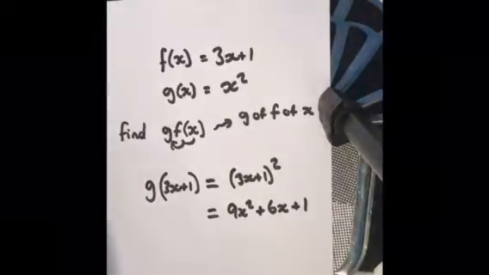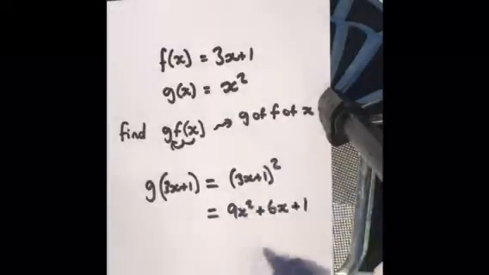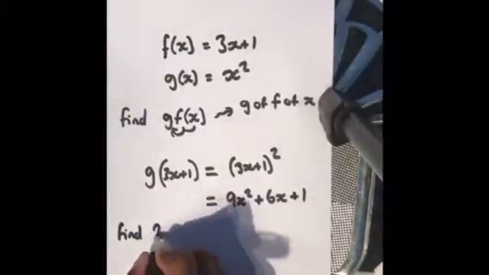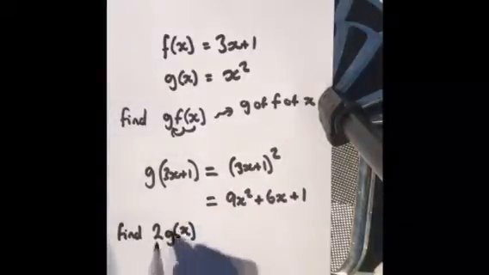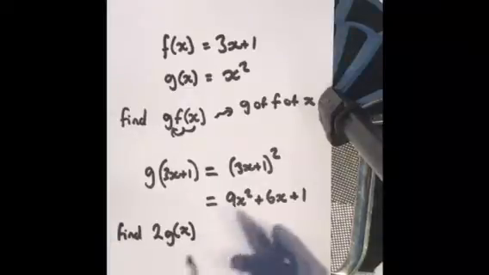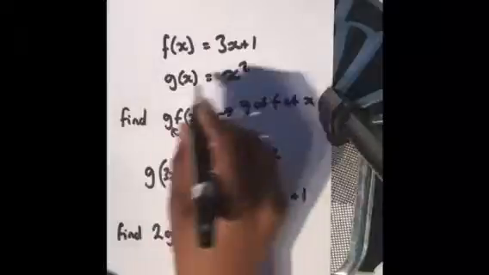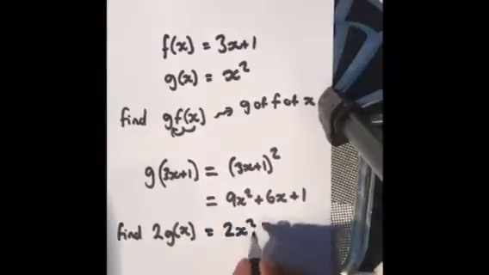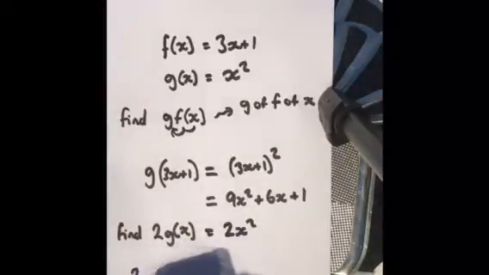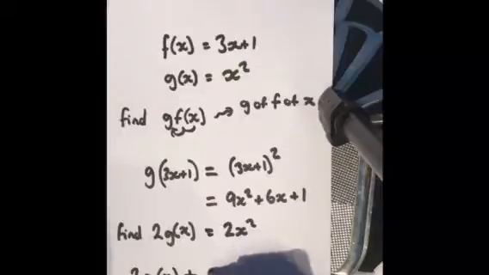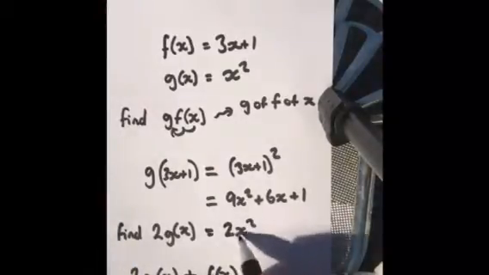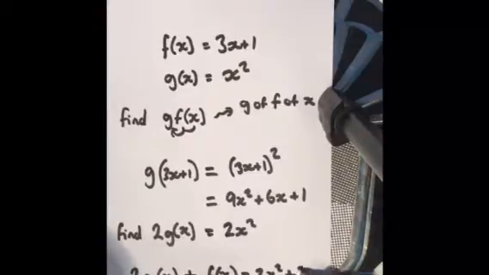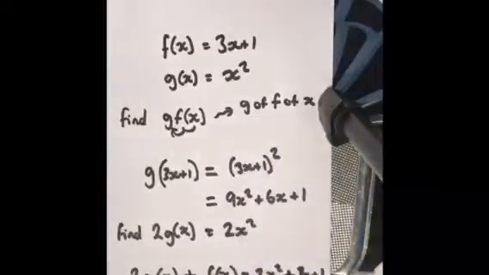What happens if I'm asked a question like, find 2g of x? So now I'm doubling my g of x output, which is quite straightforward when you think about it. The g of x is x squared, so 2g of x would be 2x squared. You might be asked to do things like this: 2g of x add f of x, which is that add that, and then you're going to have 2x squared plus 3x plus 1. So you get to play around with the idea.